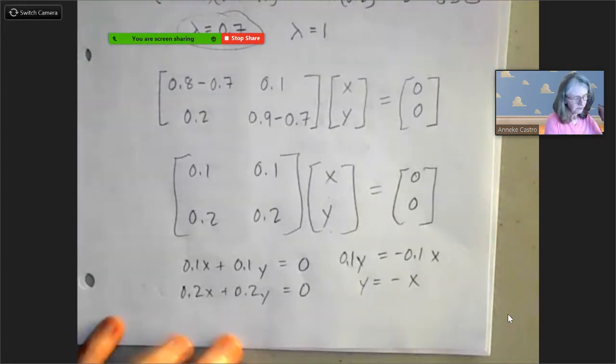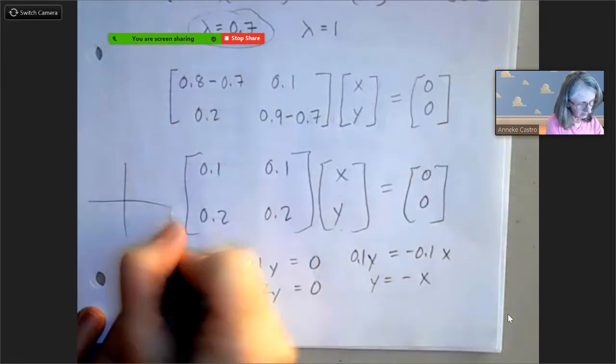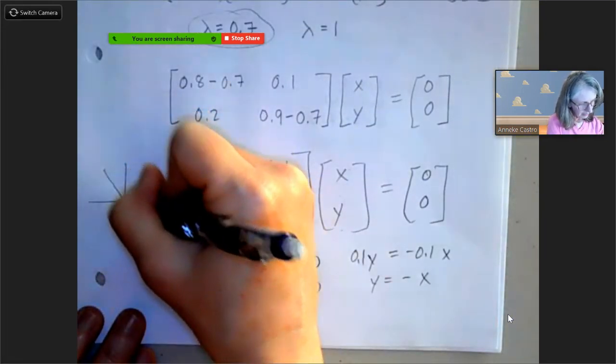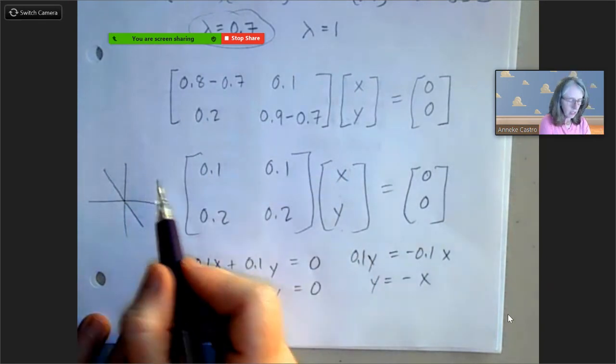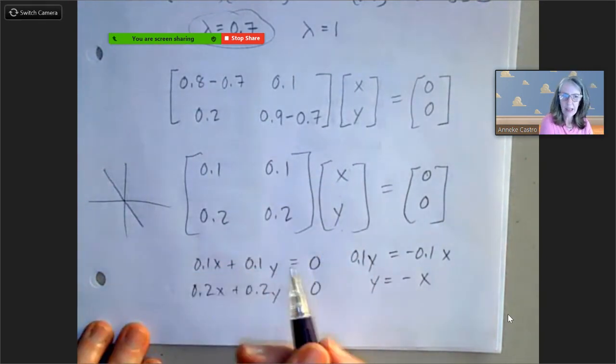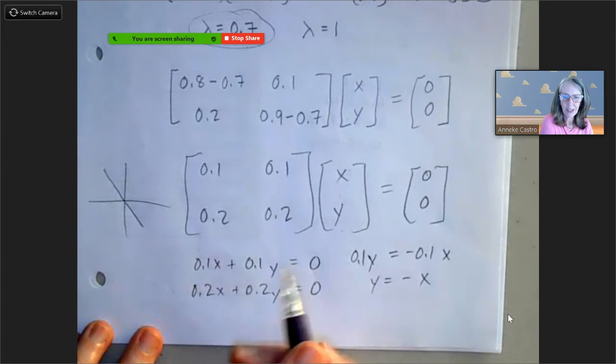Okay, so this is a problem with my zombies. If I were to graph this line, I would have a line like this, and my zombies and my humans are only going to exist in the first quadrant. I can only have positive humans and zombies. So this eigenvector is useless to me.